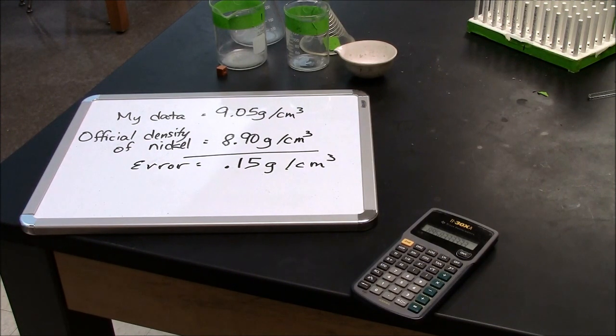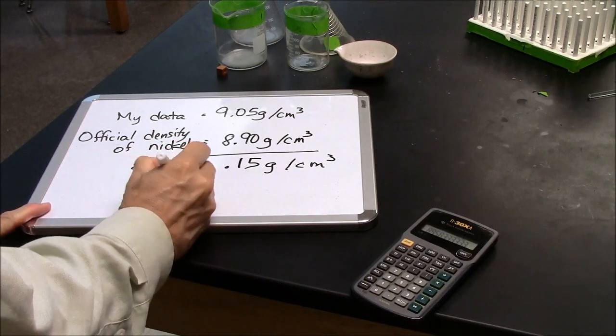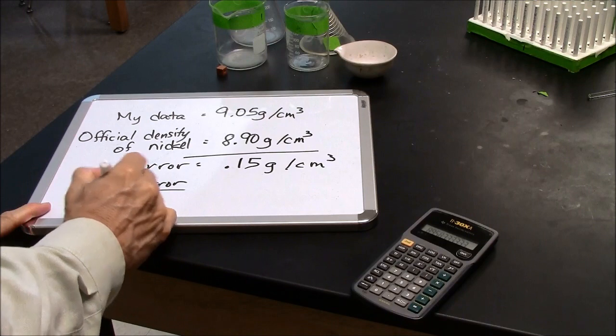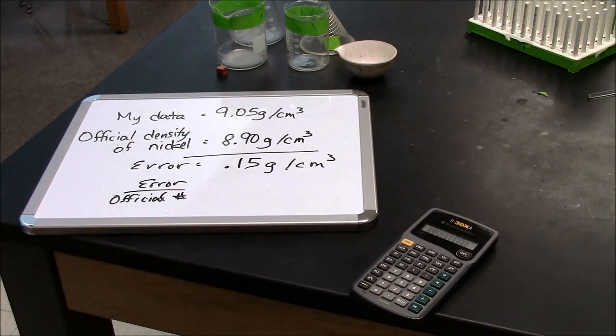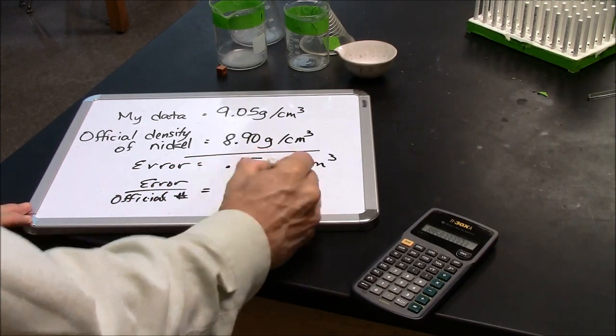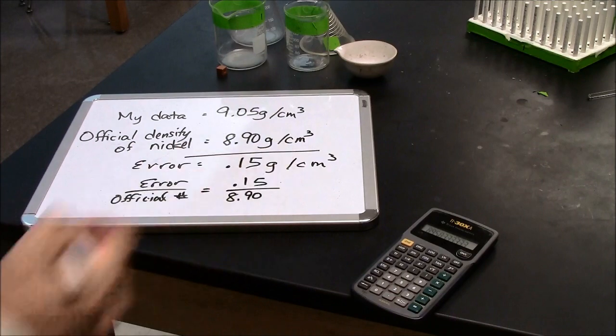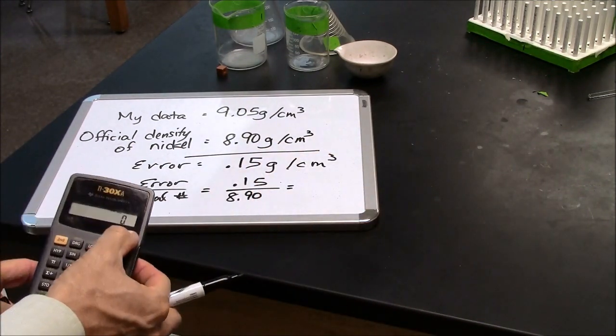However, I want to express that as a percentage error. The way I do that is to take the error, divide by the official measurement. So for me, that is 0.15 over 8.90. That I put in my calculator, get an answer for a percentage.